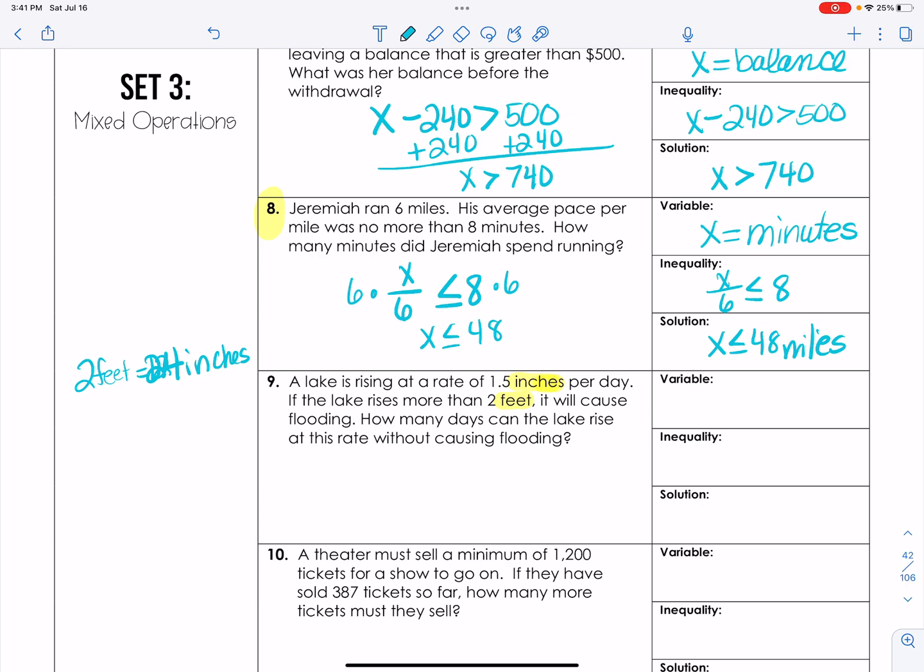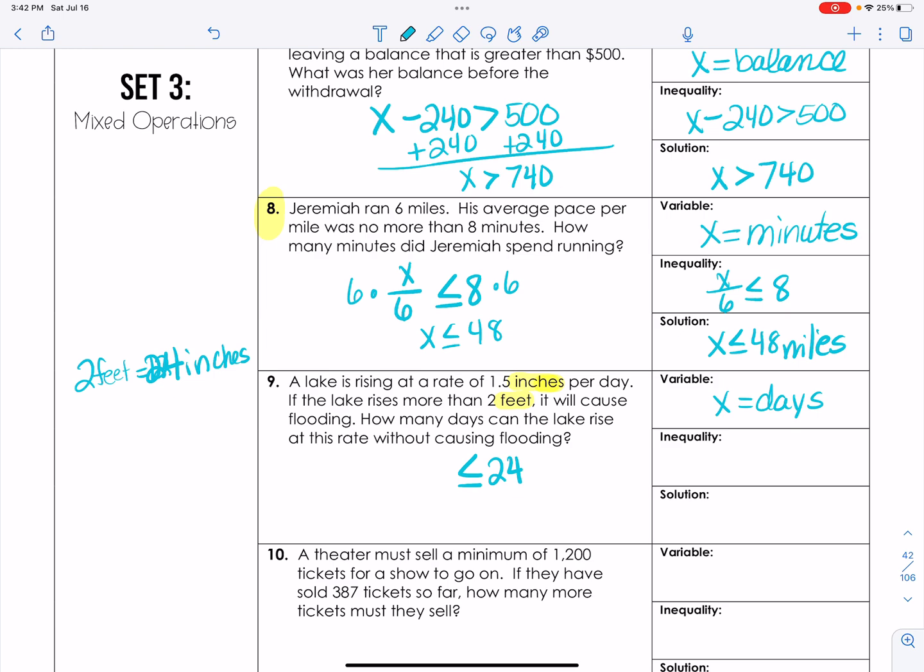So I know that if the lake rises more than 2 feet, it will cause flooding. So we need it to be less than 2 feet, which is 24 inches. About how many days can the lake rise without it flooding? So my variable is going to be days.